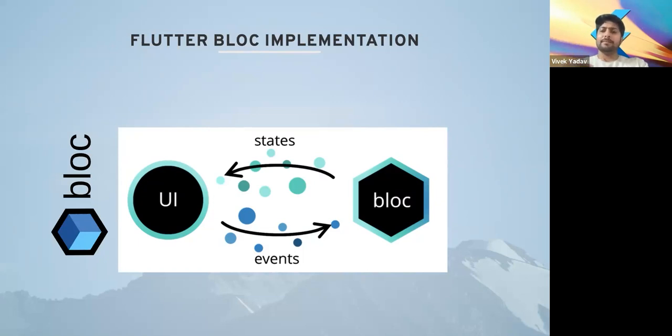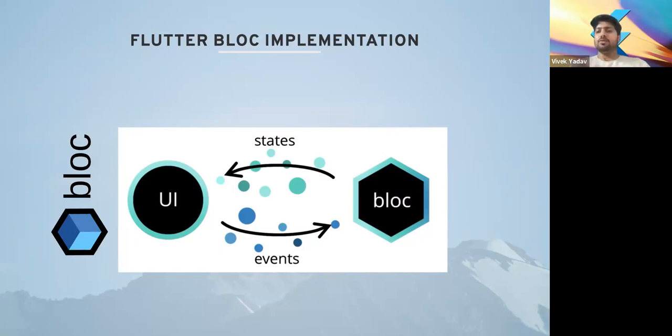Then BLoC will do whatever logic it has. It might call an API or do whatever it wants. At the end, BLoC will say, this is the data I have. And then BLoC will send that data to UI. But how will it send that data? It will send via states. It will notify UI that now I have got the data, so you can load your UI.